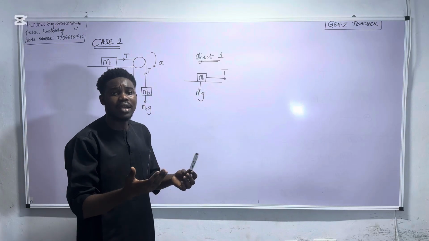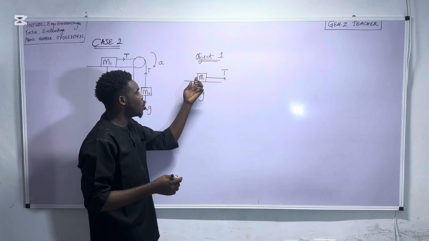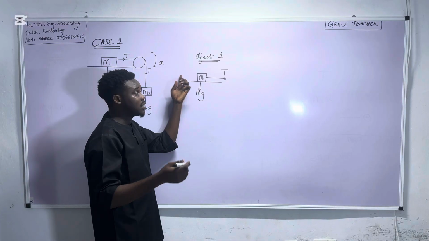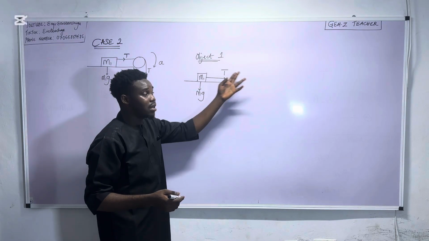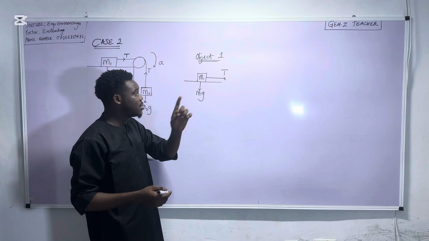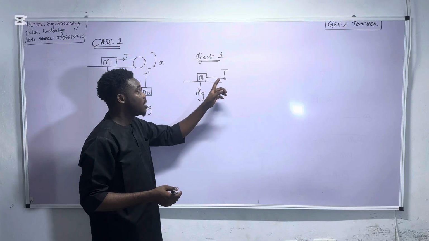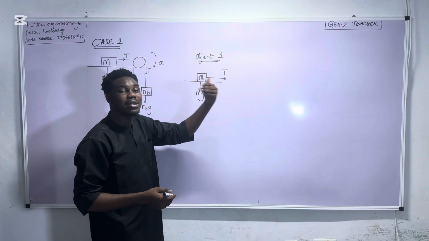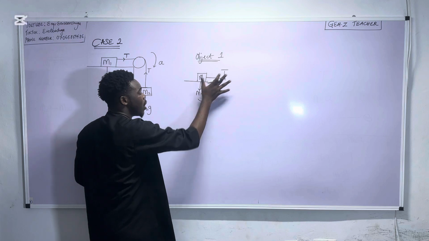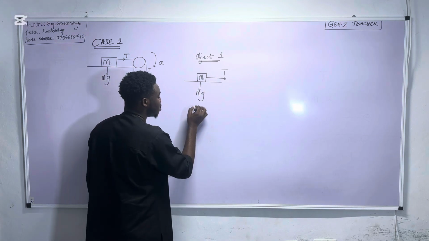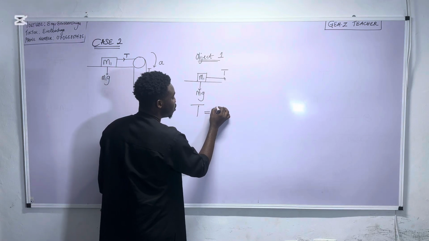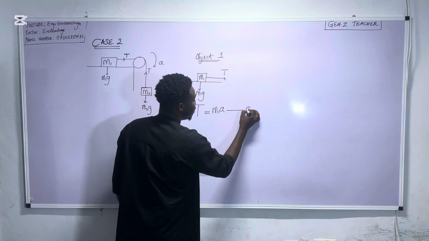If there were a case of friction, friction would act backwards, and we'd say tension is greater than the frictional force. Since there is no frictional force, we'll just say the tension is what is causing the motion. So for case 2, the tension T is just equal to M1A. This is equation 1.